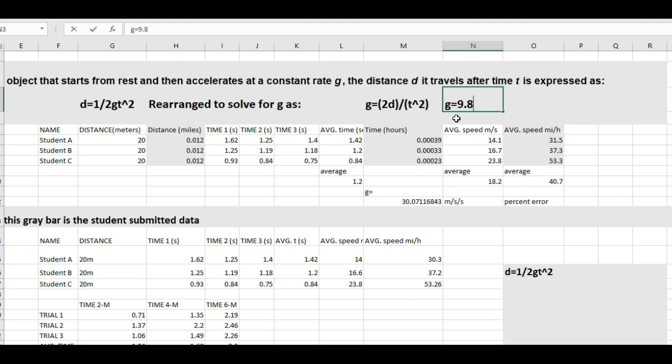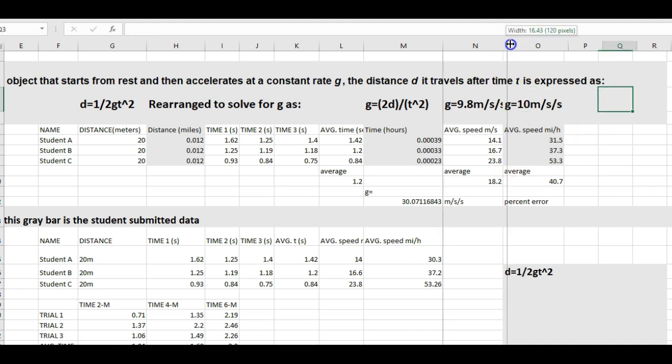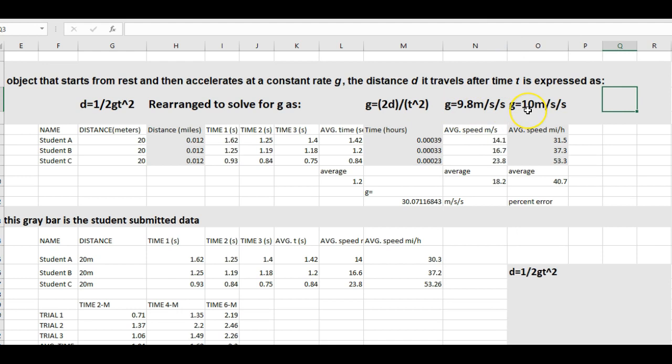G equals 9.8 meters per second squared, okay, or per second. We are trying to verify this constant, so I urge you in your mind to just memorize that the acceleration due to gravity on planet Earth is 10 meters per second squared, okay? I just rounded 9.8 up to 10 because that's an easier number to look at. All right, so here we have G.